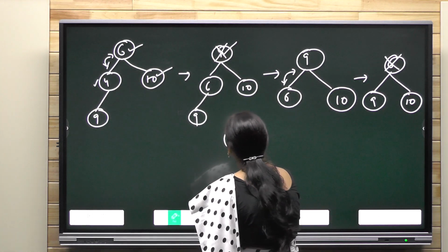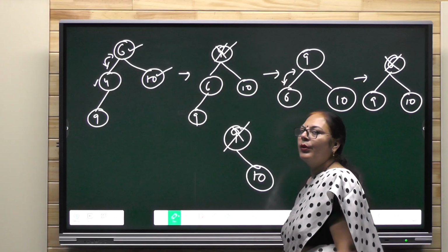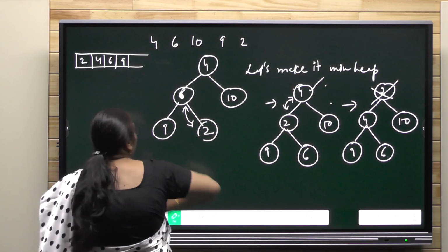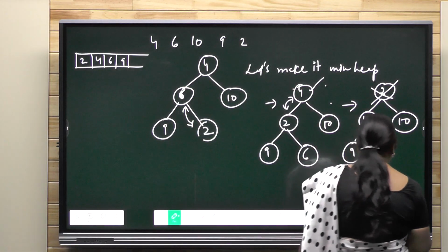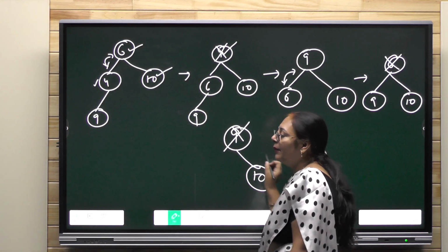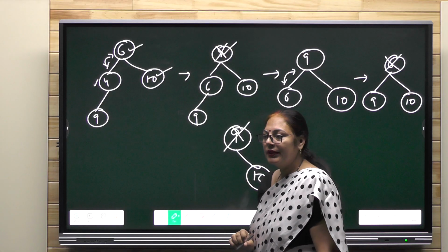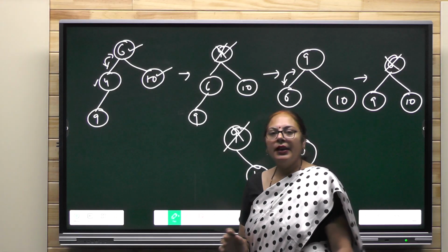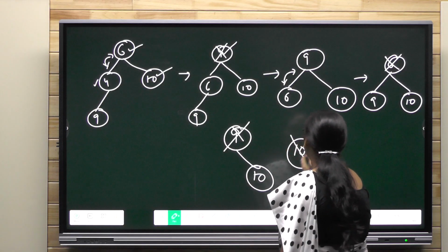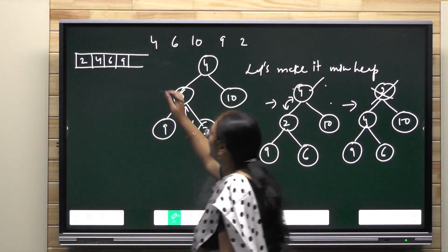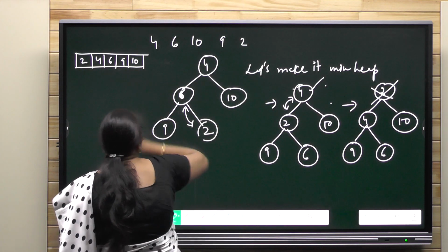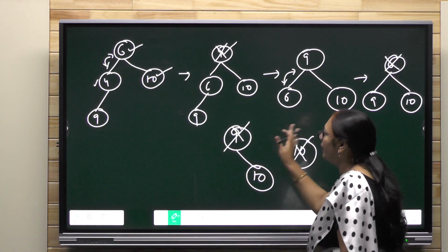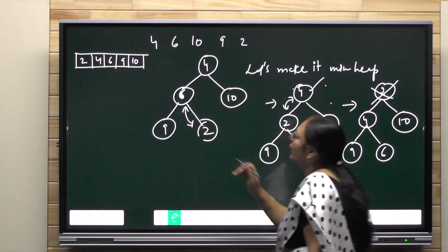So what will we do here? We will delete 9, or remove the 9, and keep it in our array. And we will go to our heap again to rebuild it. The only element now left in the heap is 10. So 10 will be deleted again and will be kept in the array. Here we will keep the 10. Now the tree is empty. We have to repeat the process till the tree is empty.